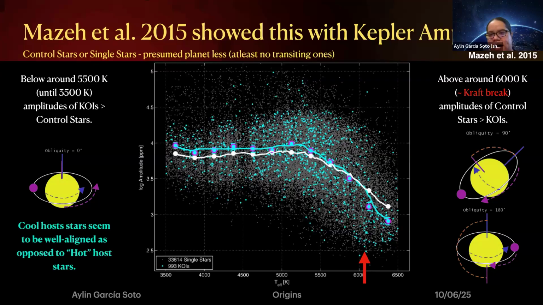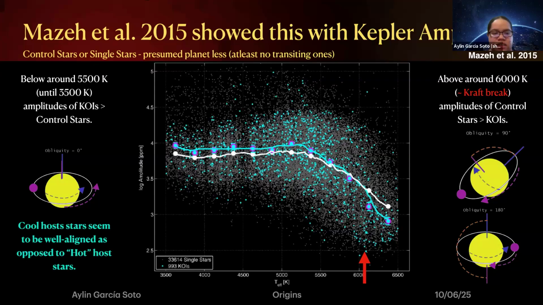And they did it for KOIs. So these are planets found in Kepler. And they noticed that below the Kraft break, so I have this red arrow, you actually have the amplitudes of the KOIs being greater than the amplitude for the control stars. And above that, you see the reverse. And the idea is because the amplitude of the KOIs is greater, that means you're seeing well-aligned systems, which is what the population studies before has said, and that didn't use this method.